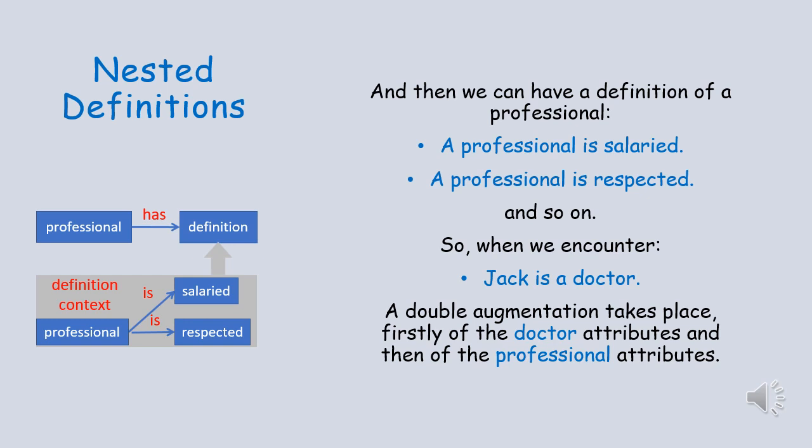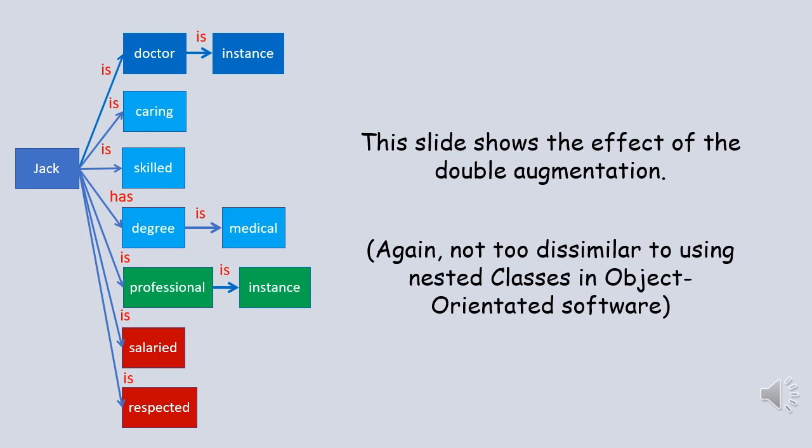So when we encounter Jack is a doctor, a double augmentation takes place. Firstly, of the doctor attributes, and then of a professional attributes. This slide shows the effect of the double augmentation. And again, this process is not too dissimilar to using nested classes in object-oriented software.